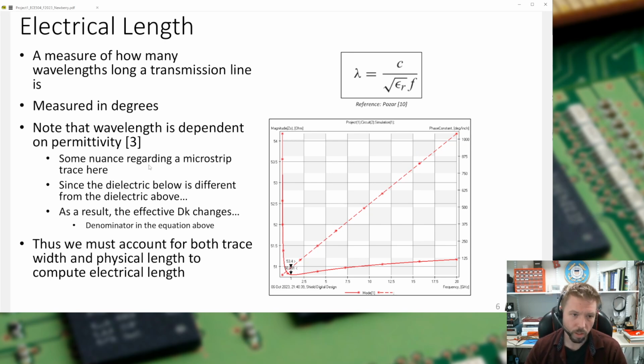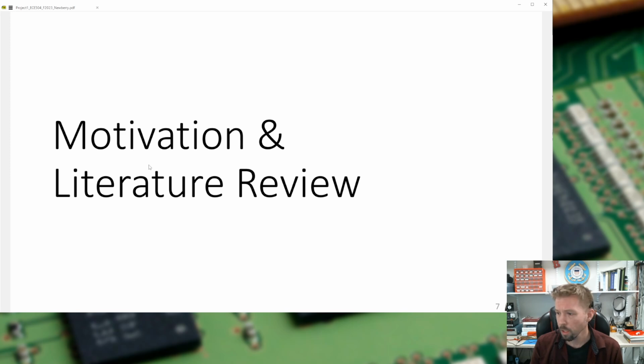There's a little bit of nuance with a microstrip here because the dielectric above is different from the dielectric below. So as a result, the effective Dk is different. In this equation from Pozar's book, you wouldn't use the permittivity of the dielectric material under the trace. You would need to use the effective dielectric constant. So the reason this is important for this particular project is that we can't just extrapolate straight from physical length to electrical length. We could do something like that in a stripline trace, but in a microstrip like this, we have to account for the trace width because the trace width will affect the effective dielectric constant.